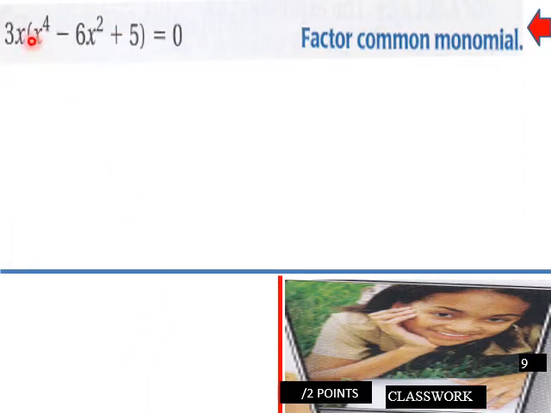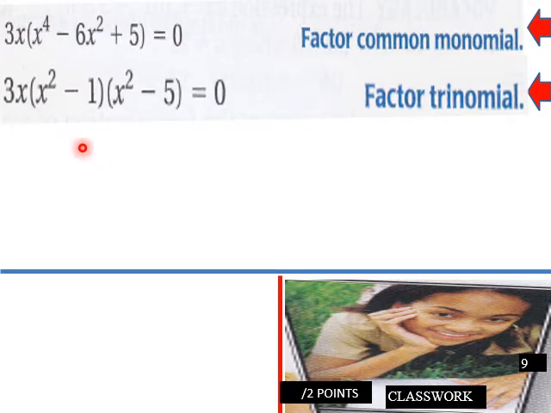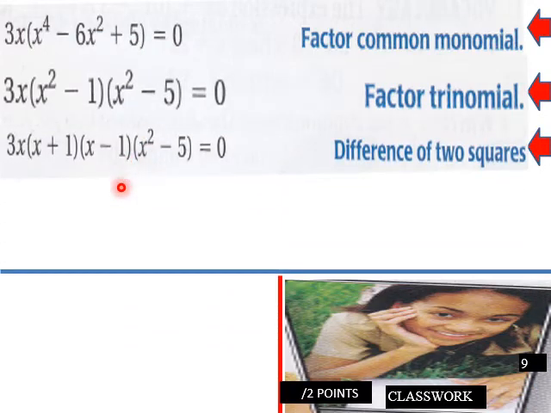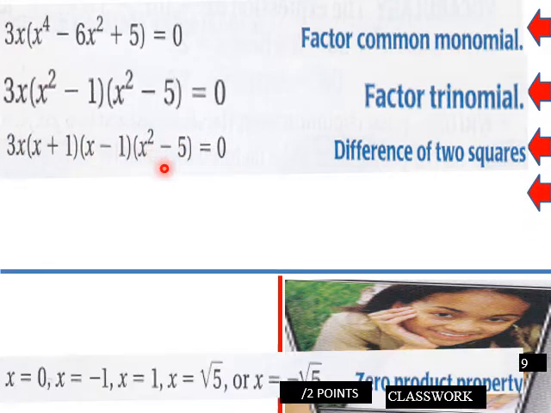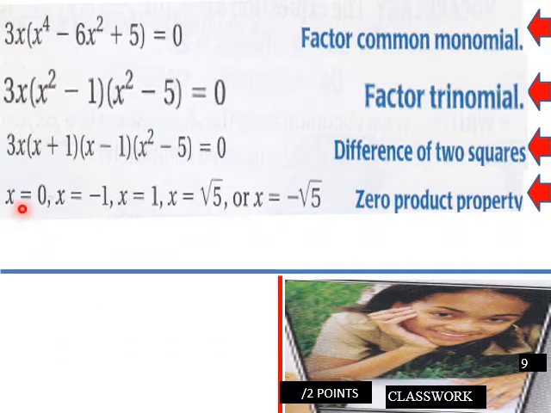And then we have this situation here. We can factor out a 3x out of it. Then we end up with a trinomial here that we can factor into two binomials. And then now we can find zeros for this. X squared minus 1 is the difference of squares, and this will factor into this. Then we have x squared minus 5. So we're getting closer to finding zeros here. So x equals 0 would be one solution.